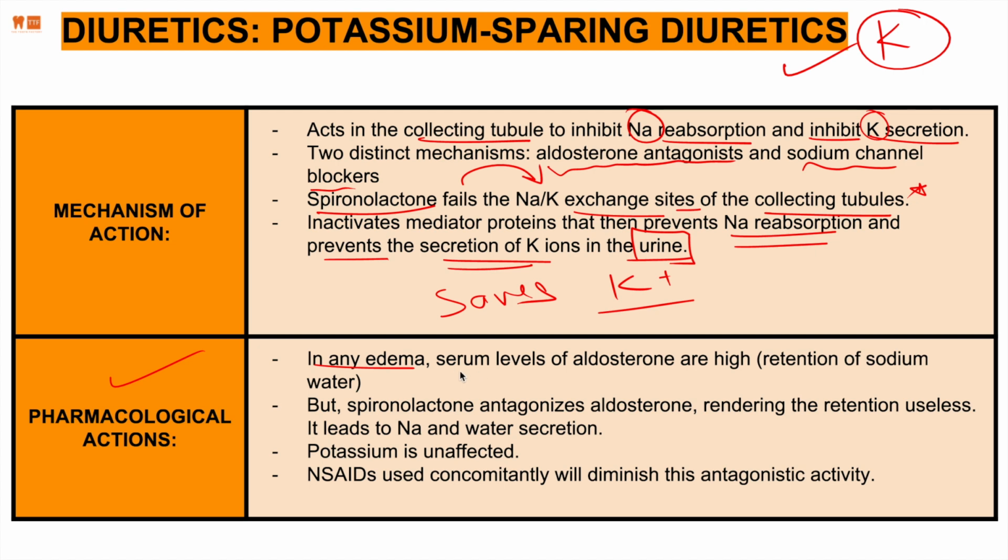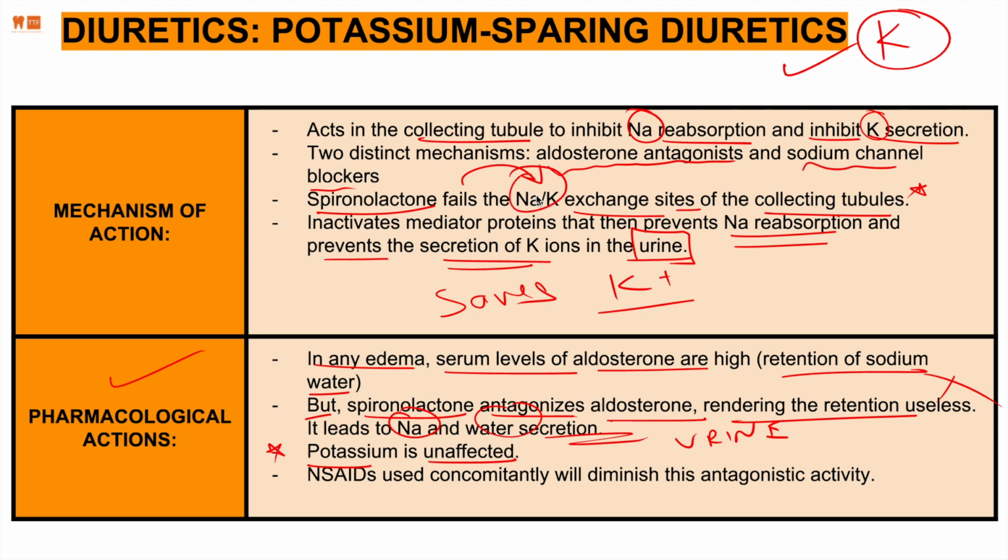Pharmacologically, in any edema, serum levels of aldosterone are extremely high. That's why there is edema. There's retention of sodium and water. But spironolactone antagonizes aldosterone, rendering retention useless. It leads to sodium and water secretion out through the urine, and eventually potassium is unaffected because the sodium-potassium exchange sites are inactivated by spironolactone. NSAIDs used concomitantly will diminish antagonistic activity. So NSAIDs are not good friends of spironolactone.